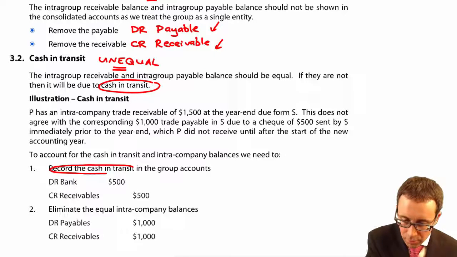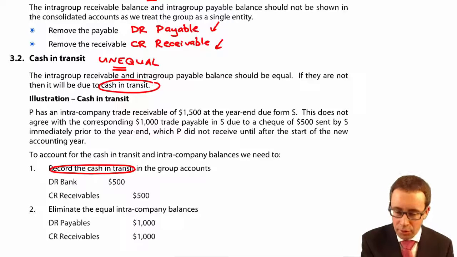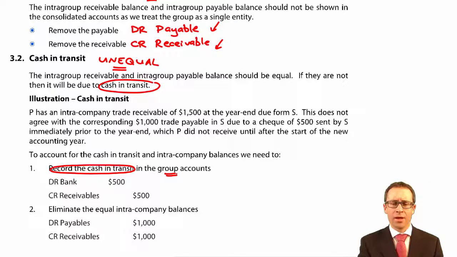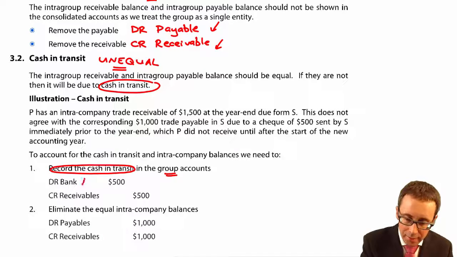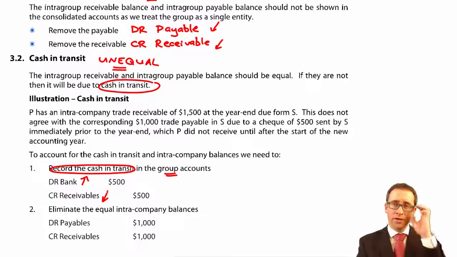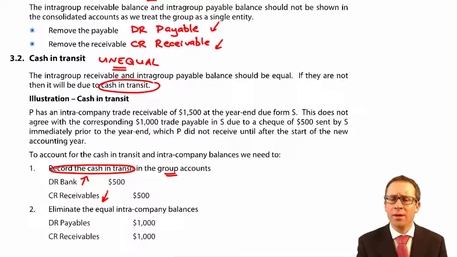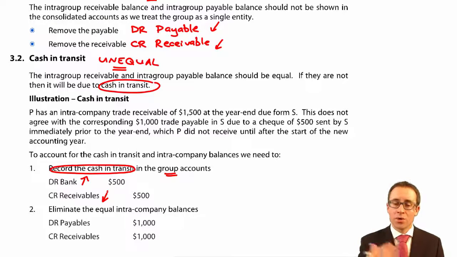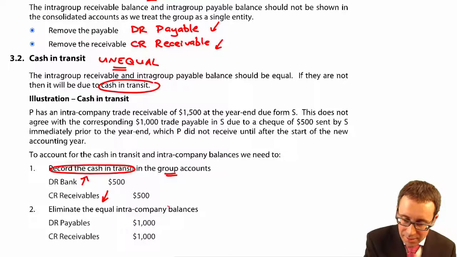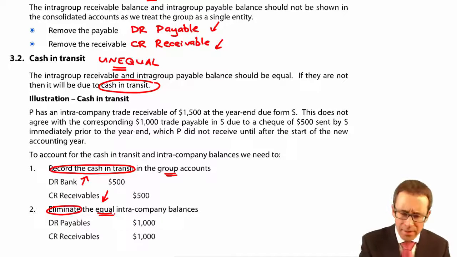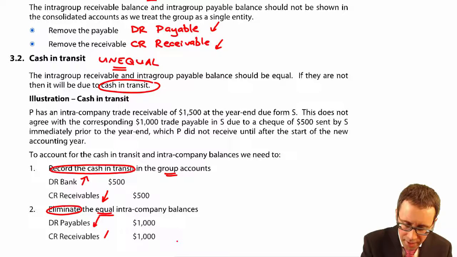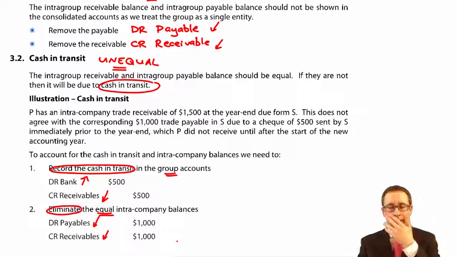record the cash in transit. It's a group accounts adjustment, so we just do it in the group accounts only. Don't think about it as anything fancy. Cash in transit sounds complicated. It is just a normal cash receipt from a credit customer. Okay, because you debit your bank, so increase the bank, and credit your receivables. Okay, deal with that there. And what should then happen by adjusting for that cash in transit, you can then go through and eliminate the equal intra-company balances. Okay, so you can debit the payable, so reduce the payable, and reduce the receivable. Again, do that on a line by line basis.